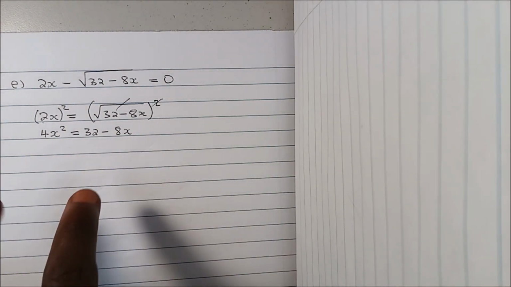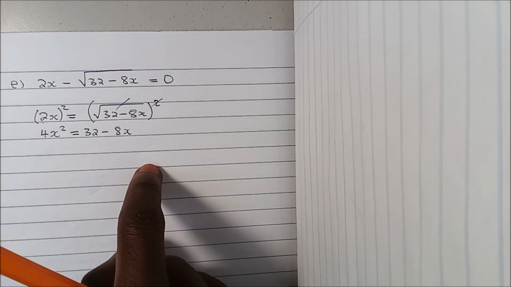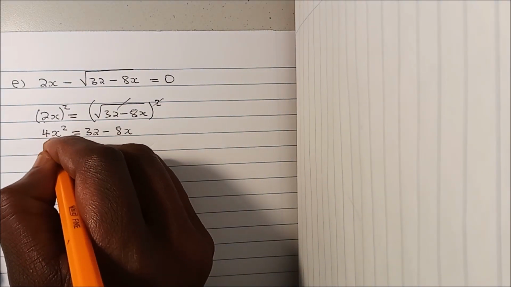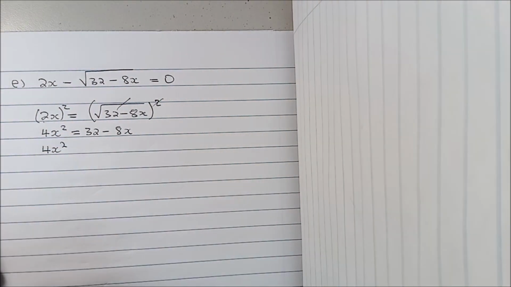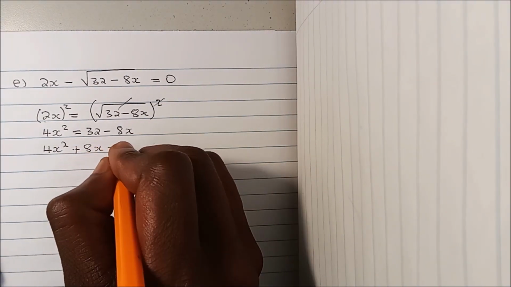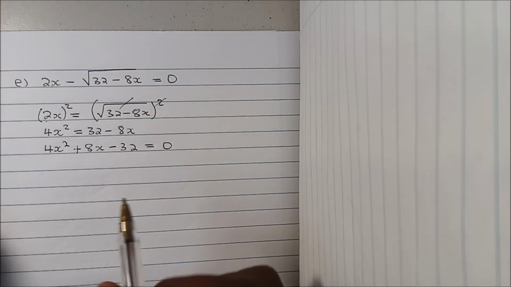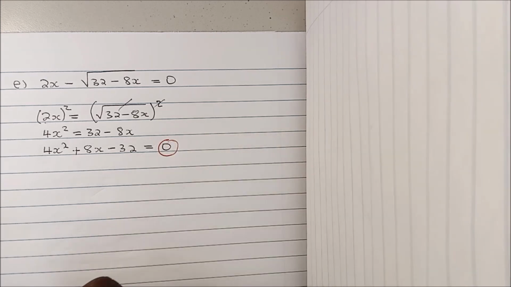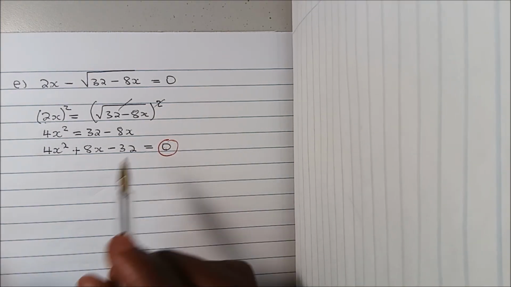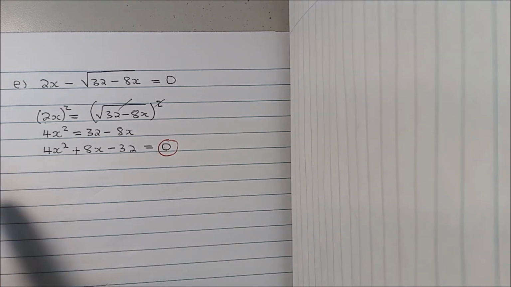But it seems like we have a problem here. Remember, we need 0 or else we're going to die. We need 0. So to get 0, we take this thing to the other side. So it's going to be plus 8x minus 32 equal 0. Oh, there's our partner. We've been looking for you. There's our partner. This is important. We found our partner.